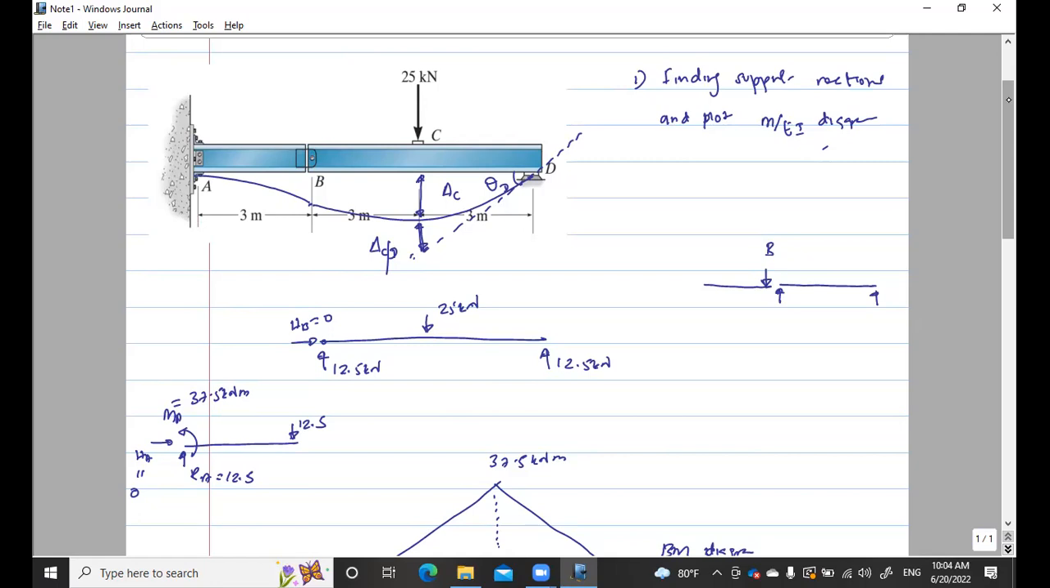What can you tell about the slope at B? For the segment BD, there's a slope at B. There's a slope at B for segment AB, but those two slopes will not be the same, because there's a pin.